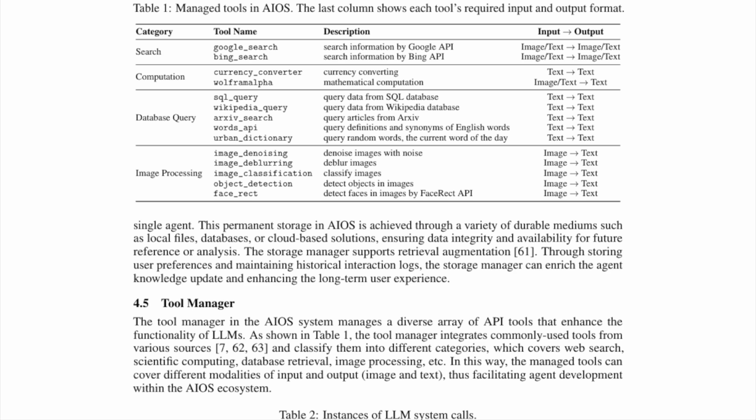Category: image processing. Tool name: Object detection. Description: detect objects and images. Input: image. Output: text. Category: image processing. Tool name: FaceRect. Description: detect faces and images by FaceRect API. Input: image. Output: text.